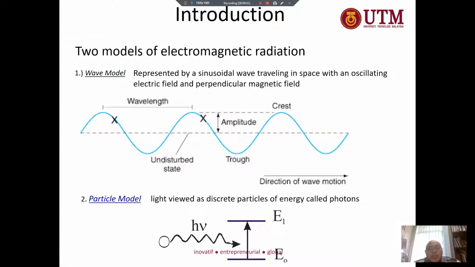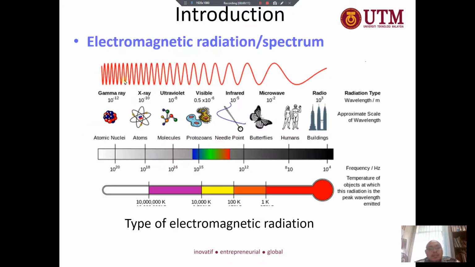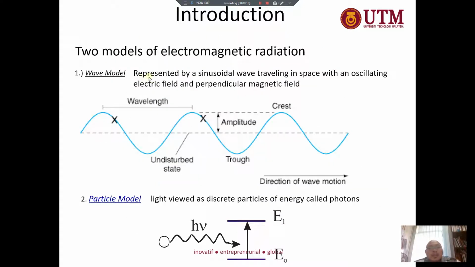Okay, to present the models of electromagnetic radiation, we can have two kinds of model. The first one is the wave model, like in the previous slide, represented by a sinusoidal wave traveling in space with an oscillating electric field and a perpendicular magnetic field.